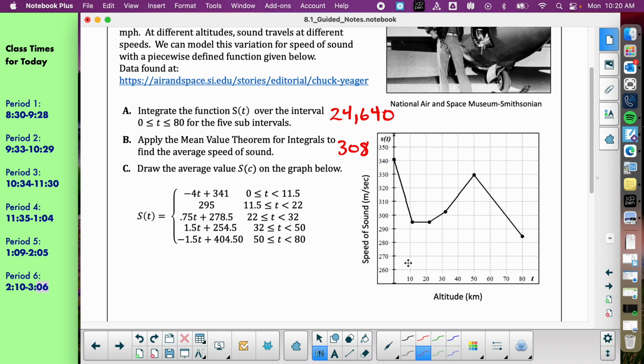Because it goes to 80, right? And then just roughly the average height is 300 plus. So 80 times 300 would be about 24,000. So that's a good way for you to estimate the answer.